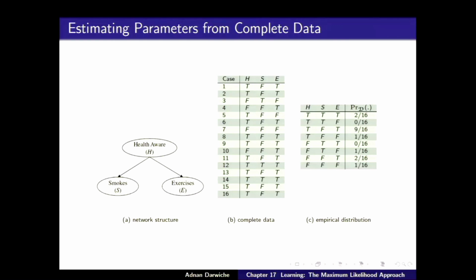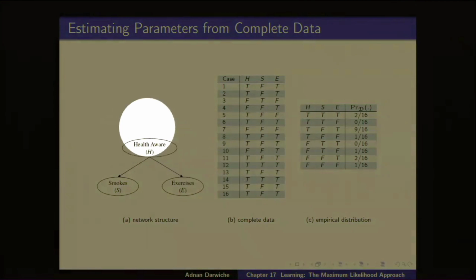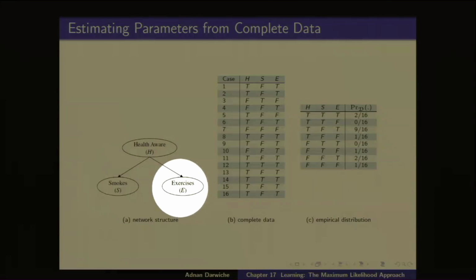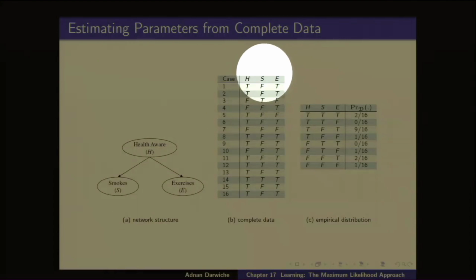Now, here's an important concept that will appear in both situations, whether the data is complete or not, which is the notion of an empirical distribution. We're going to be using this as a running example. We have a network that has three variables: whether someone is health aware or not, whether they smoke or not, and whether they exercise. This is the network structure. They're all binary variables, and this is our data set. You can see the three variables H, S, and E, and I have 16 cases. So the data set of size 16, is this complete or incomplete? It's complete. In every row, I know the value of every variable.